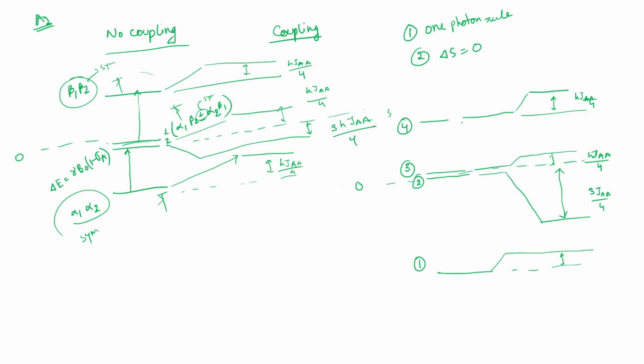This is actually the correct pattern. No coupling. Here it is patterned by A by 4. So earlier two transitions were possible. Now what are the transitions possible with one photon rule?